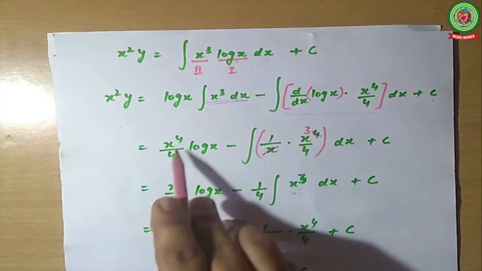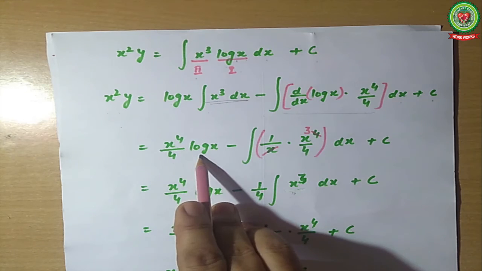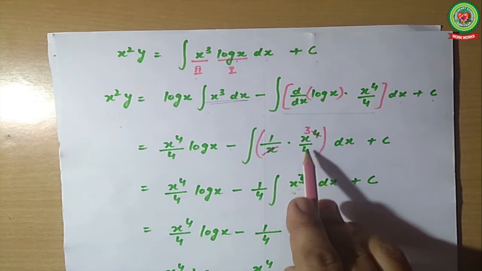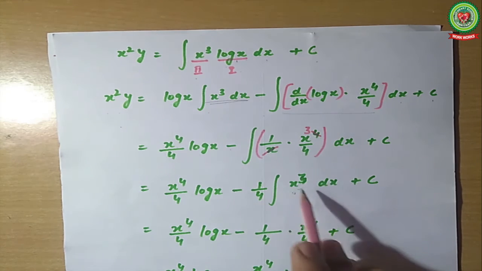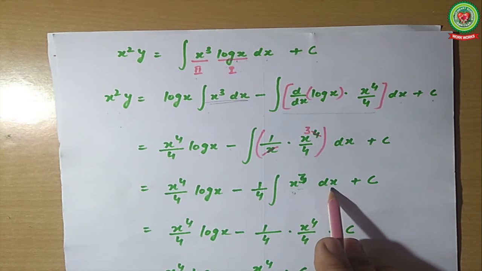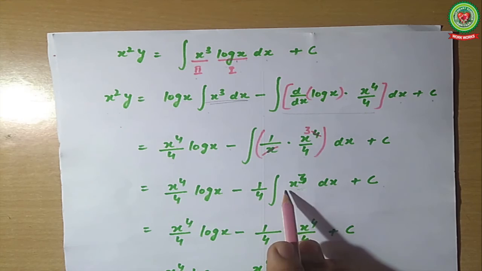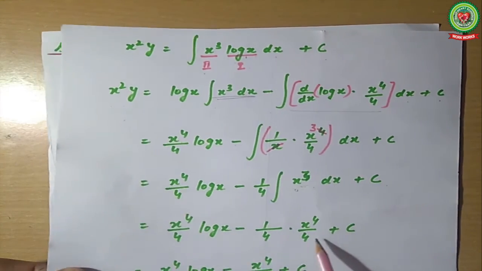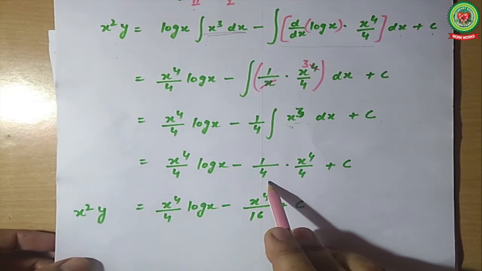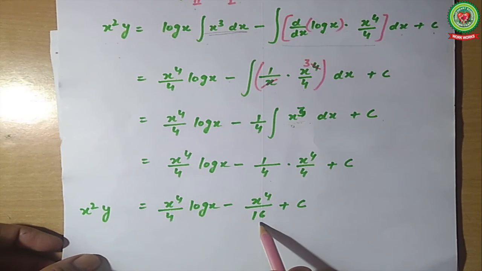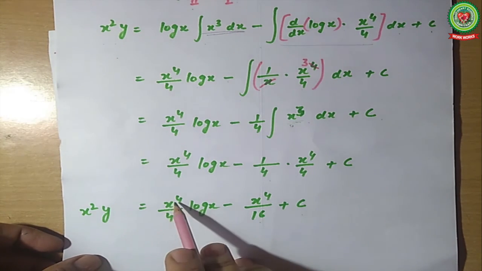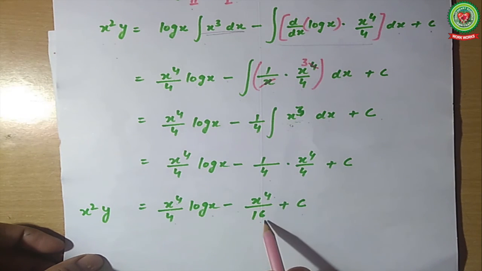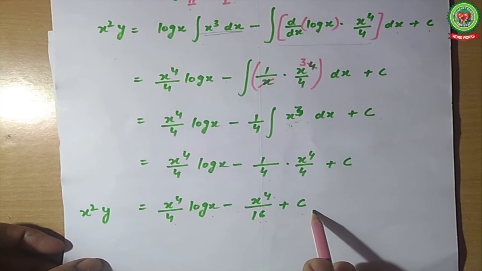x cube integration is x raised to power 4 upon 4 into log x minus integrating of 1 upon x into x raised to power 4 upon 4. We can cancel this value. It will be equal to x cube dx plus c. When we integrate x cube there, it will be equal to x raised to power 4 upon 4. 1 upon 4 is as it is there. x raised to power 4 upon 16 plus c. x raised to power 4 upon 4, log x is already there, minus x raised to power 4 upon 16 plus c. This is the required general solution.